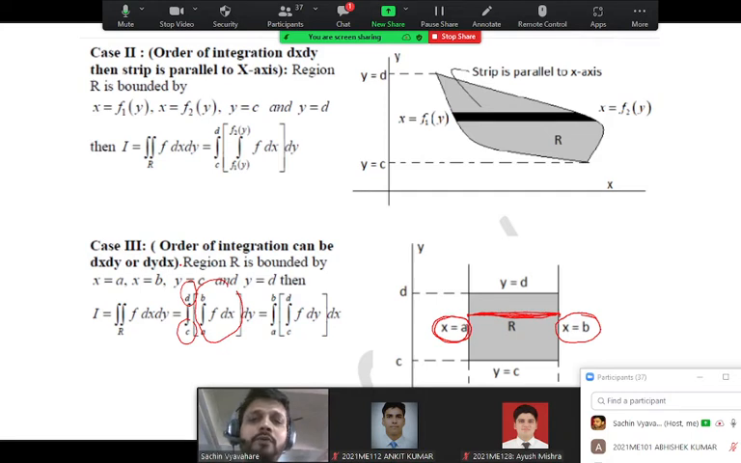But if the region is not a rectangle and we want order dy dx, we just have to take a vertical strip. And if you want the order dx dy, we have to take a horizontal strip. So that is about all the 3 cases of getting the limits from the region of integration.